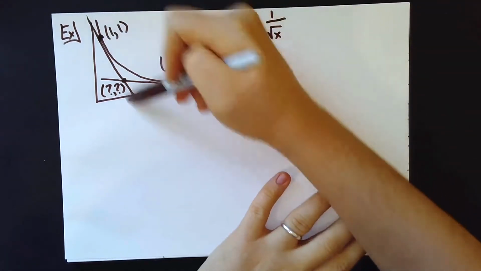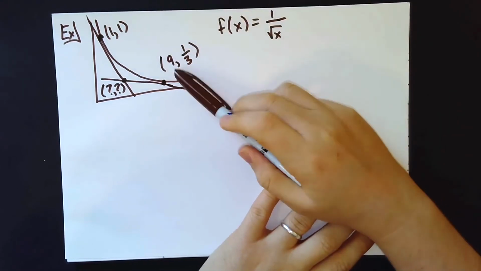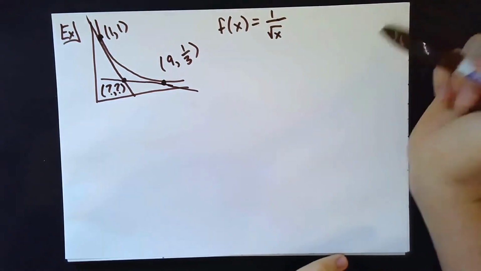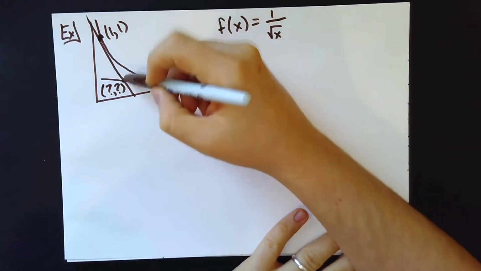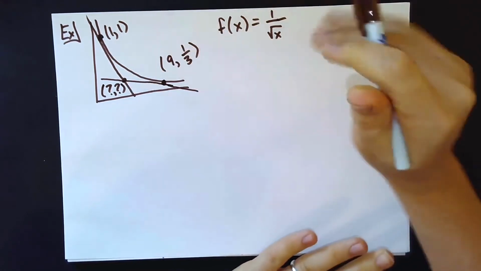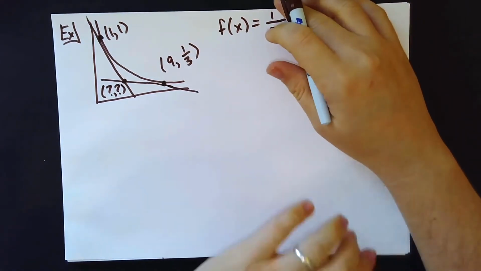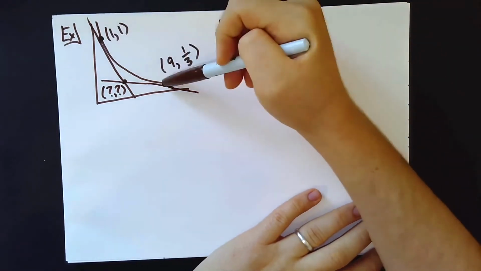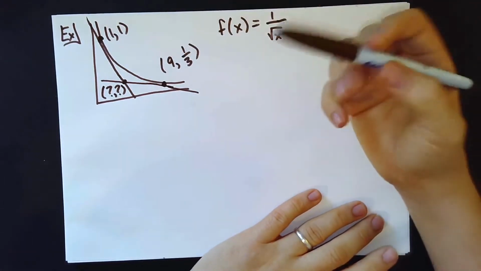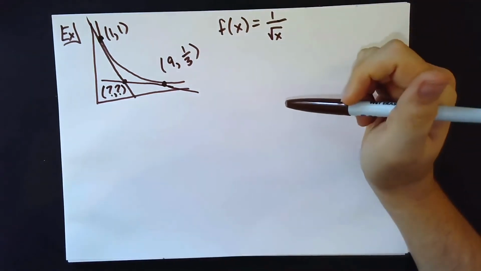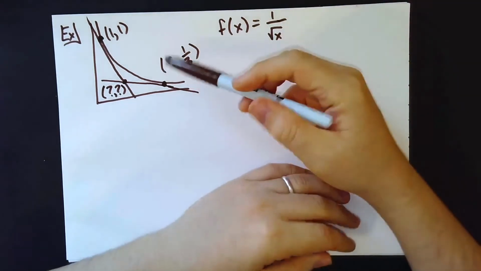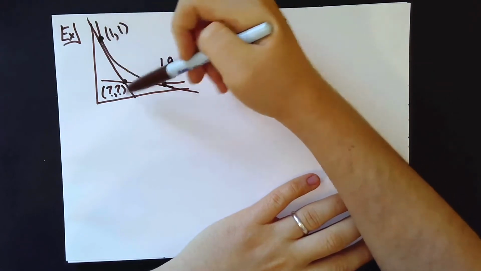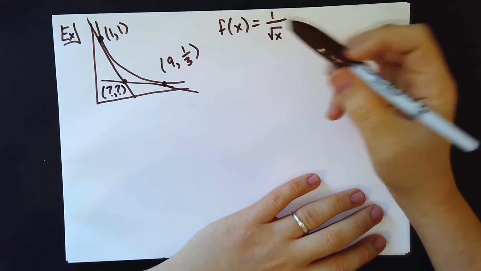I've drawn in the tangent lines at those 2 points. And really what this question asks is, hey, where do those tangent lines intersect? That's the whole question. So to figure this out, I need to find the equation of both of these tangent lines, and then set them equal to each other, and then I'll have this. Okay. But before I can figure out the equation of these tangent lines, I need to calculate the derivative.